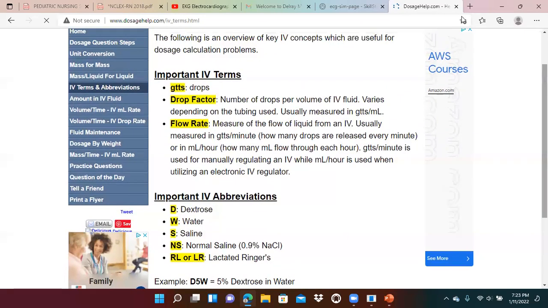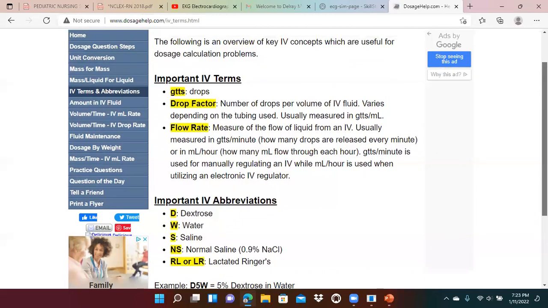So this terminology, we will learn the following overview of key IV concepts which are useful for these calculation problems. So GTT means drops. Drop factor means the number of drops per volume of IV fluid. It varies and depends on the tubing used, usually measured in GTT per ml.